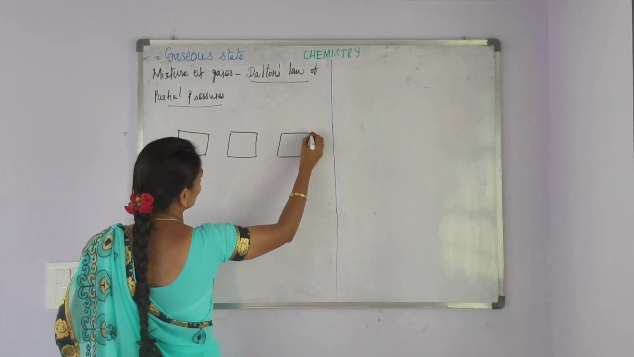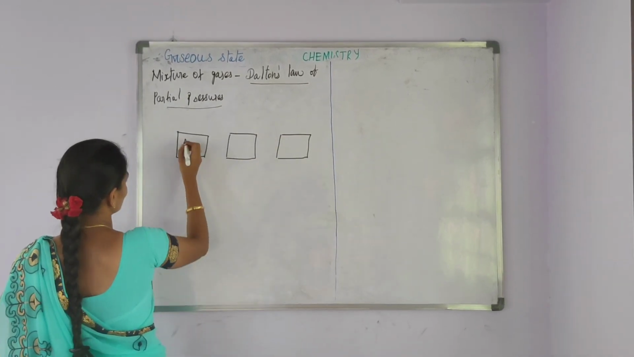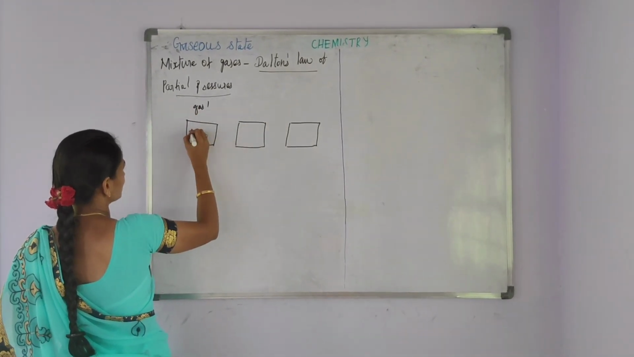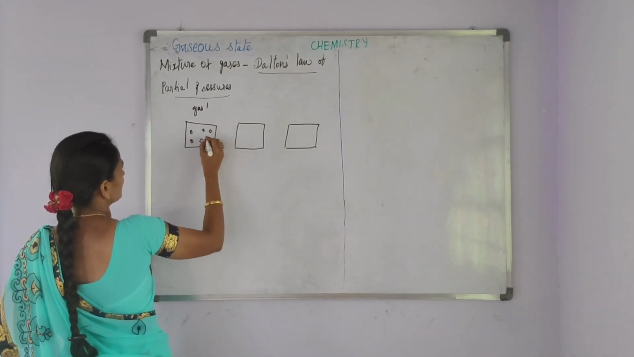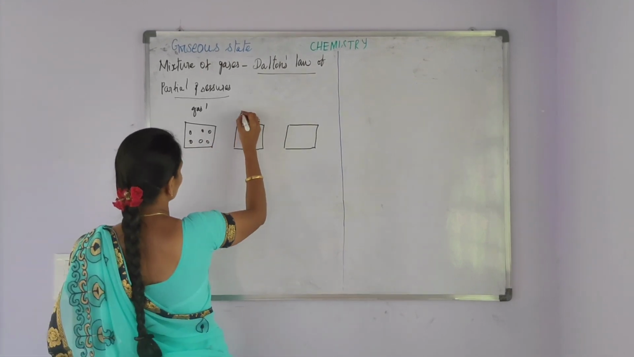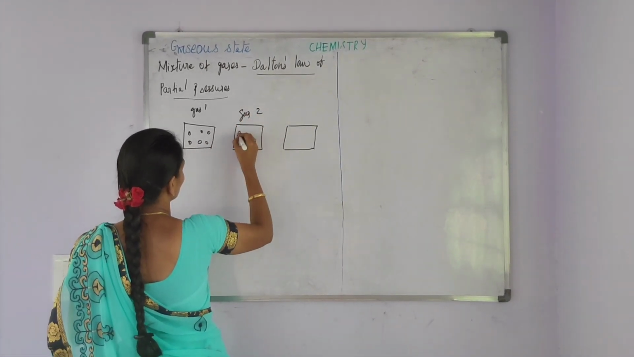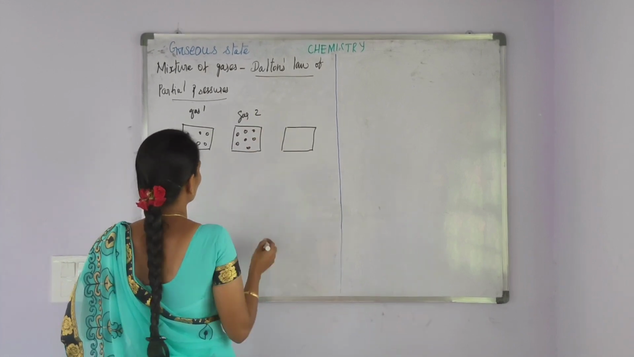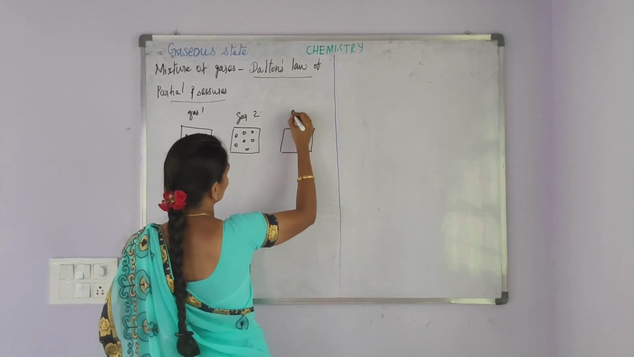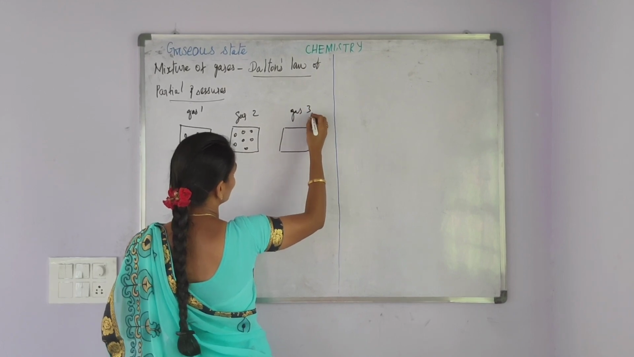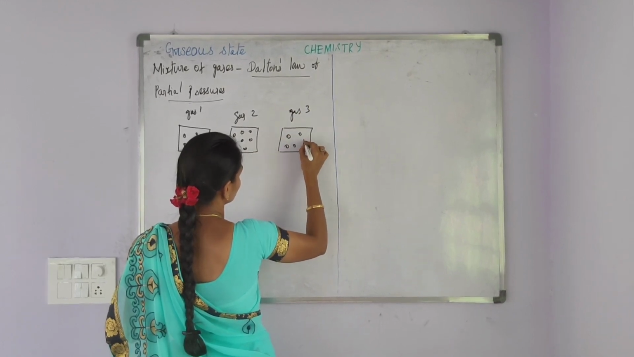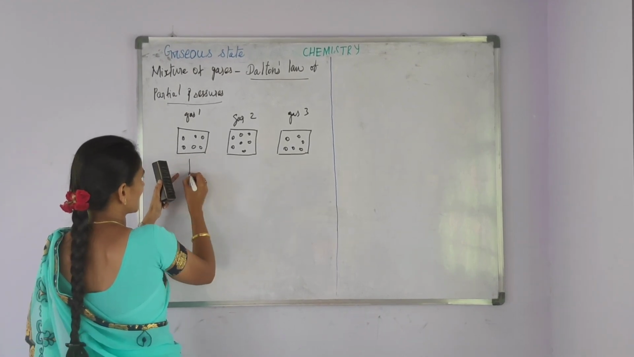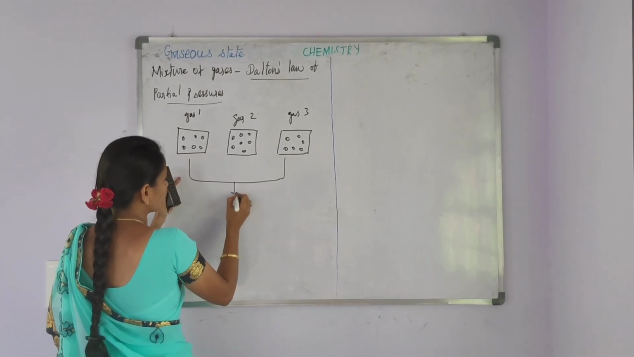The three containers contain gases. The first container contains some gas, that is gas 1. The second container contains some gas, that is gas 2. The third container contains some gas, that is gas 3. The gases of the three containers are combined.